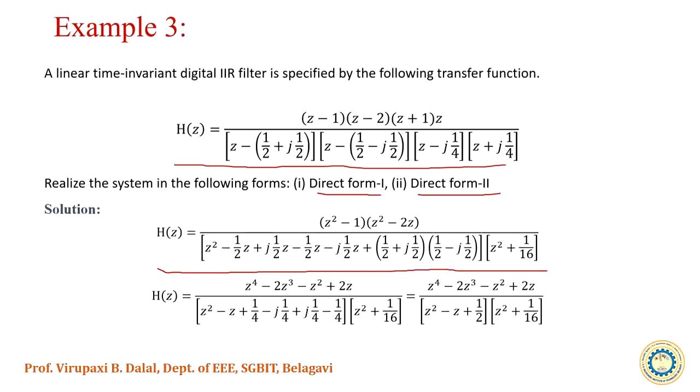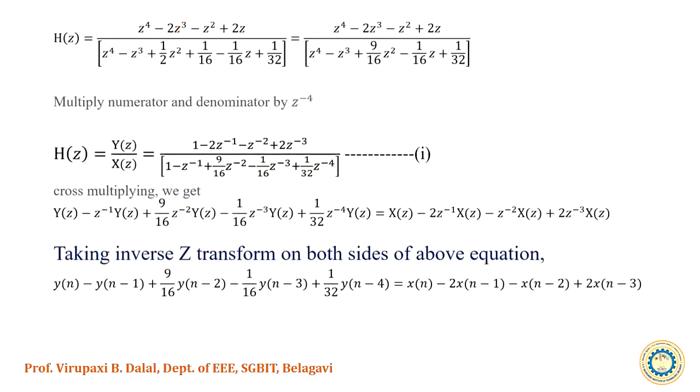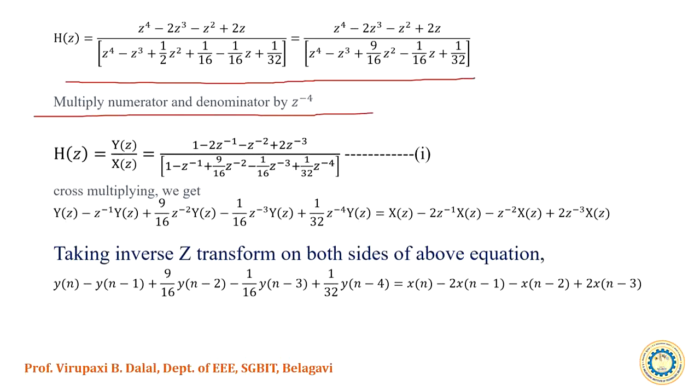Simplifying further, we'll get H(z) equal to z raised to 4 minus 2z cube minus z square plus 2z divided by z square minus z plus 1 by 2 and z square plus 1 by 16. Simplify further, we'll get H(z) equal to this equation. Now, in this equation, the highest power of the numerator is z raised to 4. And H(z) should have negative powers of z. So divide numerator and denominator by z raised to 4.